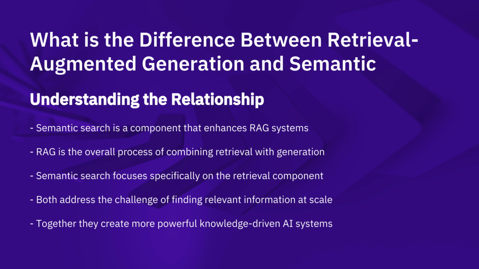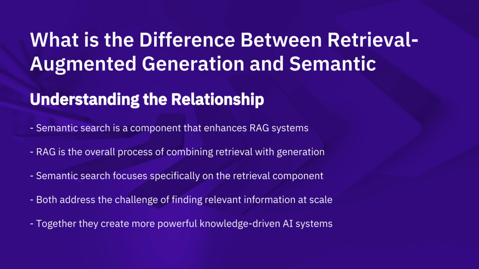Retrieval augmented generation is the overall process we've been discussing, combining information retrieval with language generation to create more accurate AI responses. Semantic search, on the other hand, is a specific technology that can enhance the retrieval component of a RAG system. Think of RAG as the entire workflow from user query to final response, while semantic search represents an advanced approach to the critical middle step of finding relevant information. Both technologies address the fundamental challenge of connecting language models to relevant knowledge at scale, but they operate at different levels in the solution architecture.